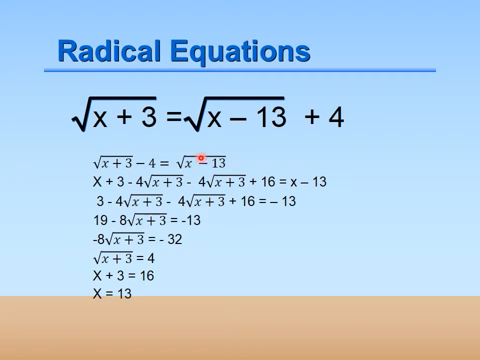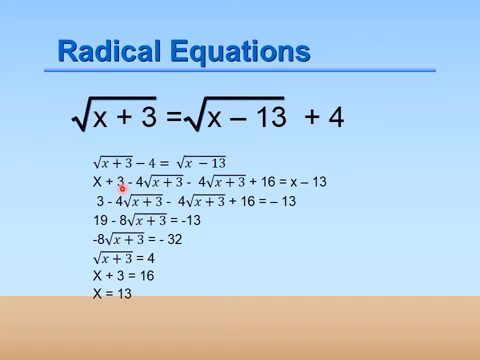And when I square both sides, I am going to have to use the box method on the left-hand side. So the square root of x plus 3 times the square root of x plus 3 is just x plus 3.